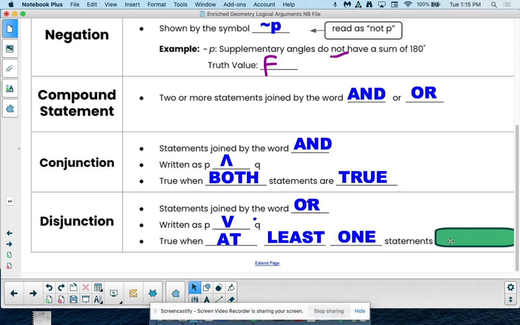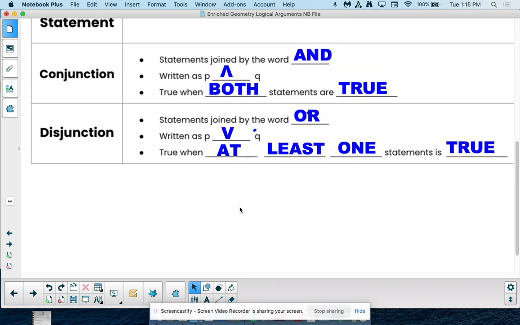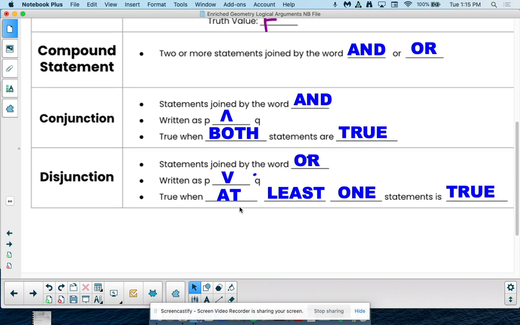Okay, disjunction is when we combine our statements with the word or. That symbol logically looks like the letter V. So P or Q. And then at least one has to be true for the whole thing to be true. One could be false, but as long as one is true, your whole overall statement is true.